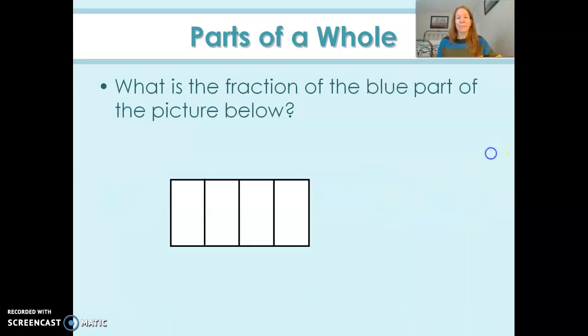Good job, guys. All right, what is the fraction of the blue part of the picture below? Oh, they've already showed us the denominator because we know the denominator is always how many parts all together. There's 4 parts. 1/4. This is called 1/4. And as you can tell, fractions always aren't in circles. Fractions can be split up into different shapes. This one is in a rectangle. And as long as those parts are equal, then you can call it a fraction. You can do fractions with that object.